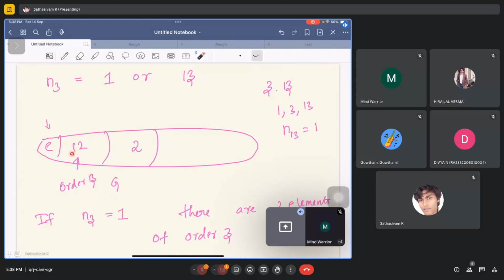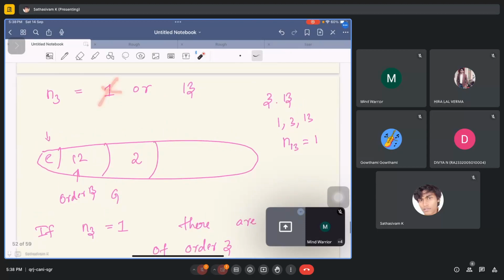Let's compute what the possibility is here. If you compute 12 plus 2, how many elements do you get? This is, I think, 14, 15, only 15 elements you have. But your group should have 39 elements, right? So I have only 15 elements. So this is not a possibility. This is not true, provided not cyclic. Not cyclic implies that N3 equal to 1 is not possible. So 13 is the possibility.